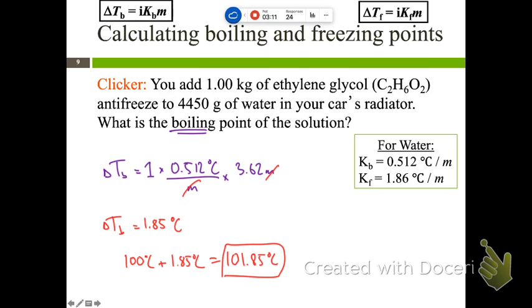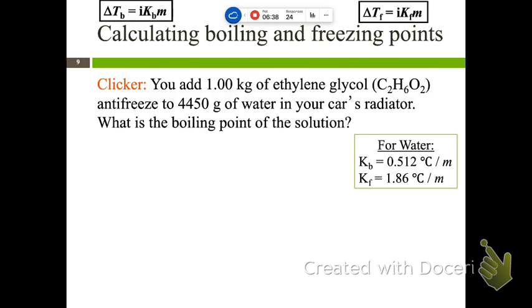So if you don't know how to use them, and it didn't make any sense to you how 100 plus 1.85 gives you 5 digits, then come see me, and I'll help you figure it out, okay? Or you can work on your own to do that as well. All right, any questions on how we did that?